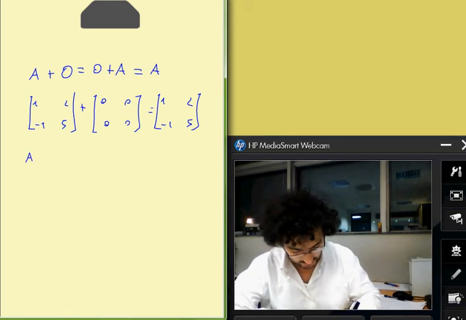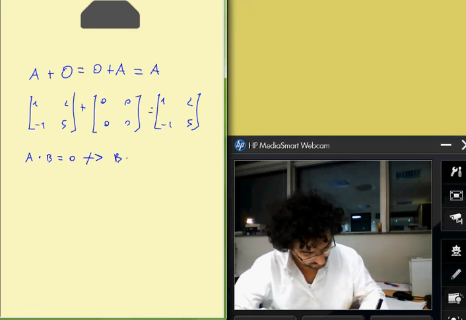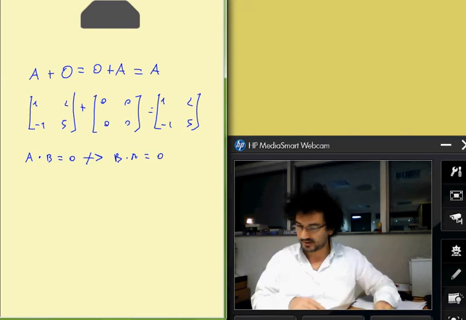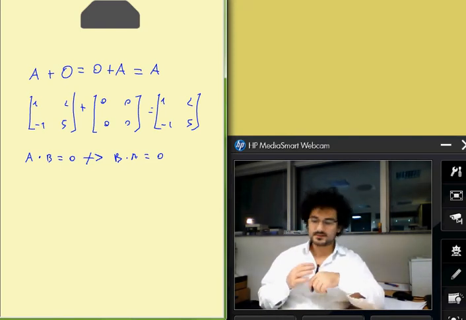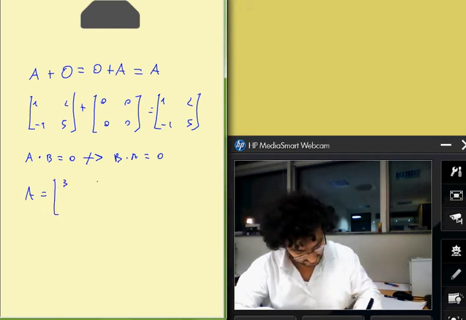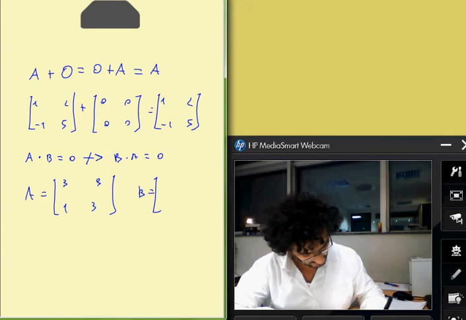There is another important property that we can write. If the product between A and B gives a zero matrix, this doesn't imply that the product between B and A is equal to the zero matrix. And we can check through an example. Consider a matrix A equal to 3, 9, 1, 3, and the matrix B equal to minus 3, 6, 1, minus 2.